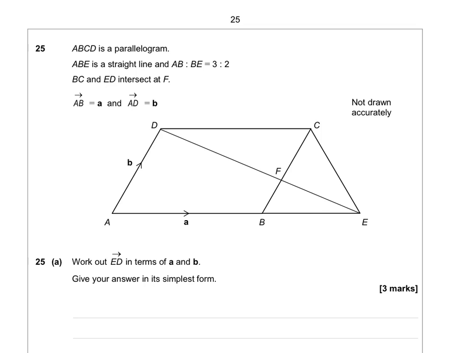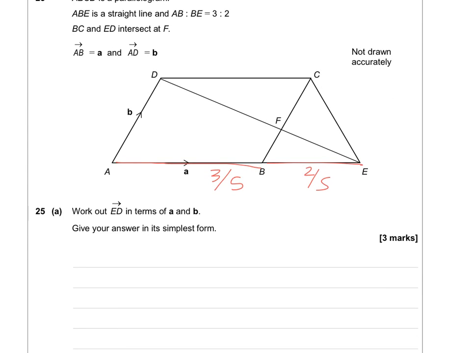Question 25. ABCD is a parallelogram, ABE is a straight line, and AB to BE is 3 to 2, which means that AB is 3/5 of the line AE, and BE is 2/5 of the line AE. BC and ED intersect at F. Part A. Work out ED in terms of A and B, giving your answer in the simplest possible form.